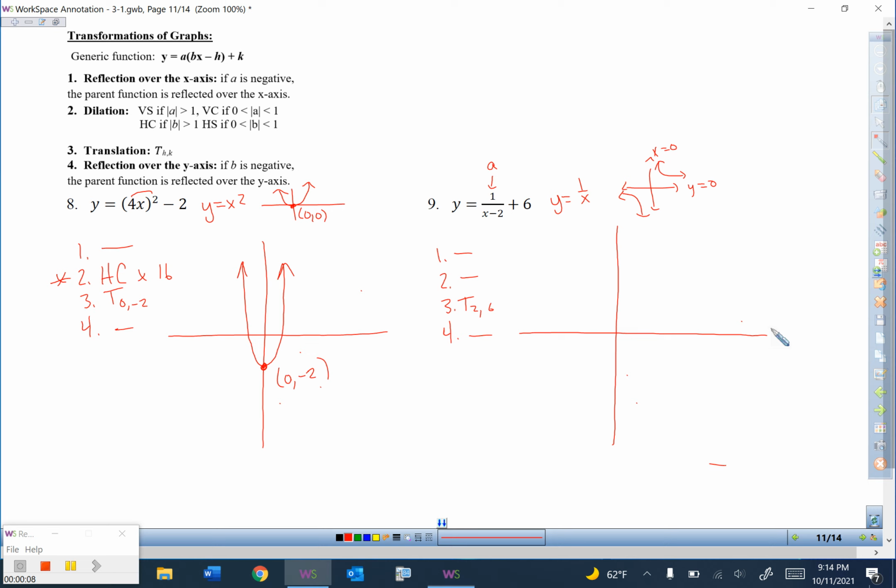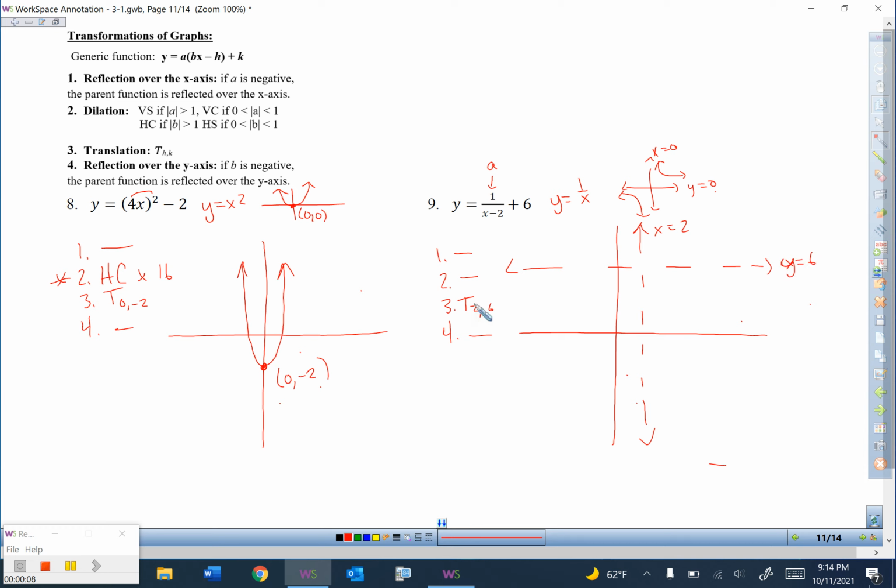Because we don't have 0, 0, we're going to literally transform those equations of the asymptotes. So x equals 0 has to go through the translation that affects x, and that's just this number 2. So that means to the right 2, I'm literally at x equals 2. Very similarly with the asymptote y equals 0, we're going up 6 so it stays on 6, and we're drawing that one on there as well.